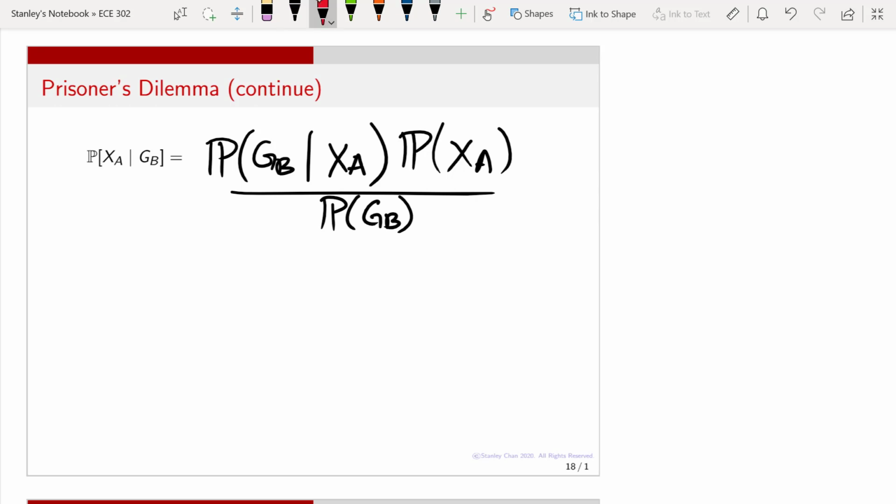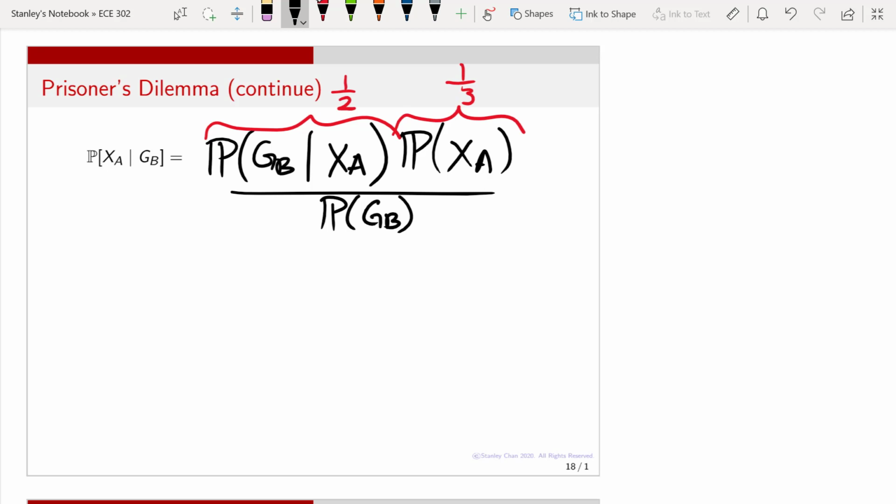So we know that this number is that the actual person sentenced is A, and then the guard will say B, and what is that probability? This is 1/2. And here is just the unconditioned probability that A will be sentenced. So this is 1/3. So these come from the top slide.